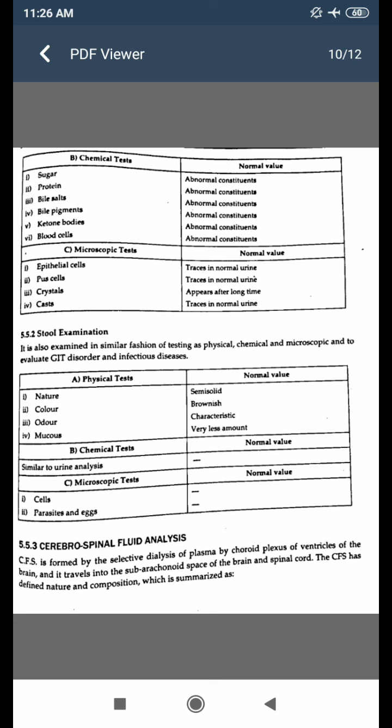Then chemical tests, similar to urine analysis, normal value no. Then microscopic tests, cells no normal value, parasites and agents no. These are the stool examination tests. Then cerebrospinal fluid analysis.